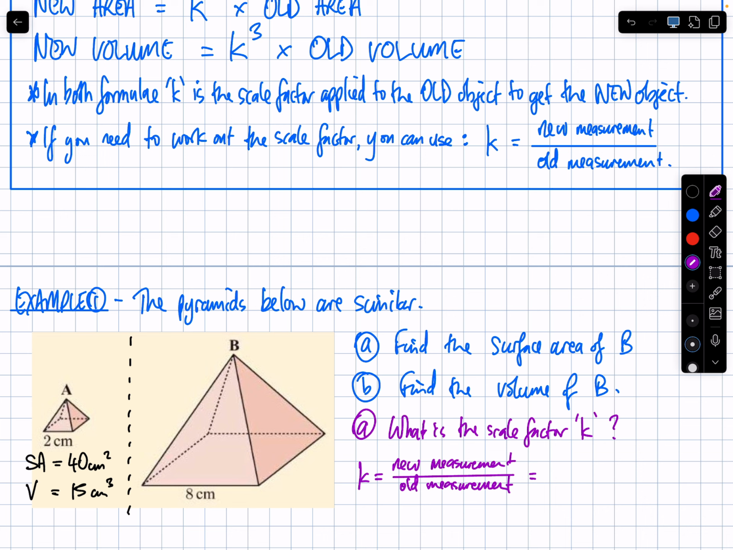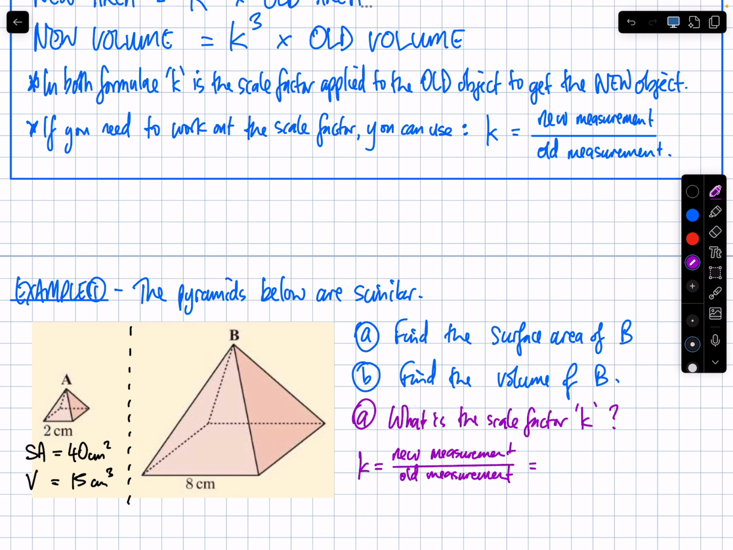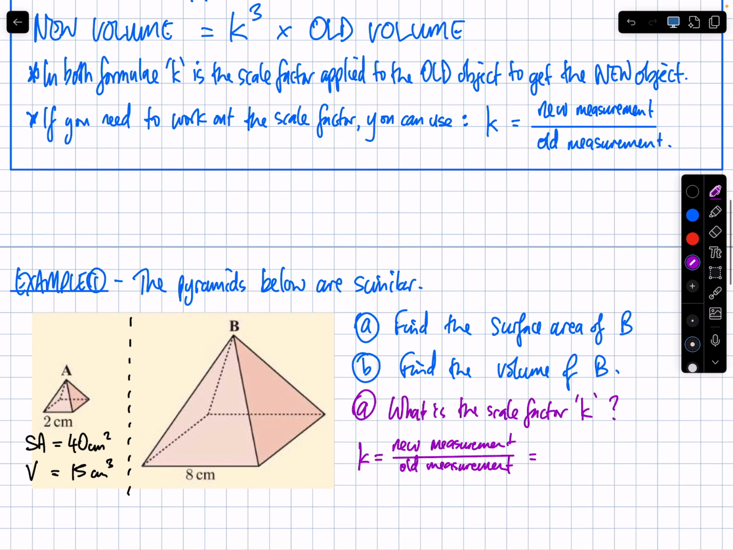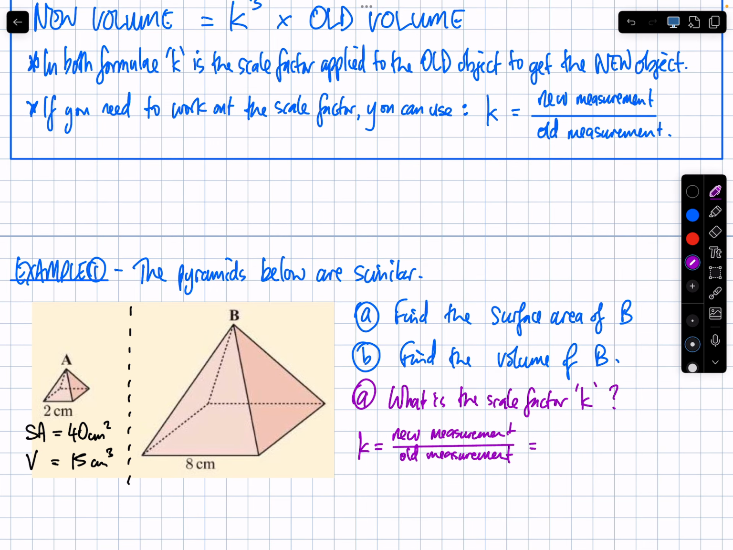What's happened with the pyramids? I've got a small one and a big one. A to B, I've enlarged it. The small pyramid, I know, has an area of 40 square centimeters. It's got a volume of 15 cubic centimeters. And we want to use these formulas to find the surface area of B and the volume of B.